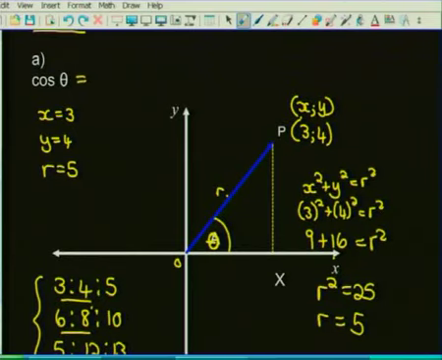Right, so now we go to the cos of theta, and we know that the cos of theta is the x value over the r. So the x value was 3, and the radius was 5. So the answer is 3/5. And 3/5 is a perfectly respectable number. They said without a calculator, so I think that's fine. I suppose if you really wanted, you could write it as 0.6 as a decimal, but they didn't say that. They said without a calculator, so just leave it at that.